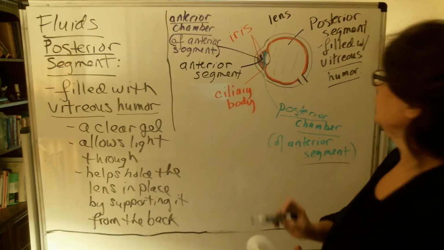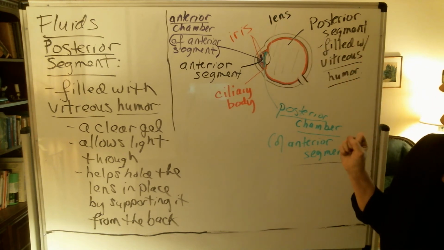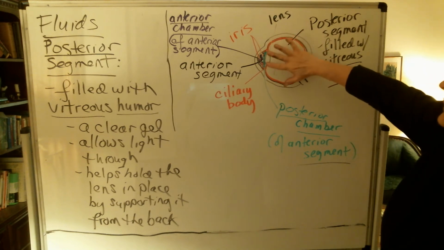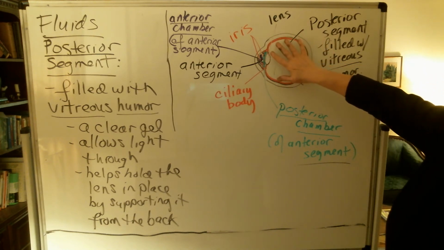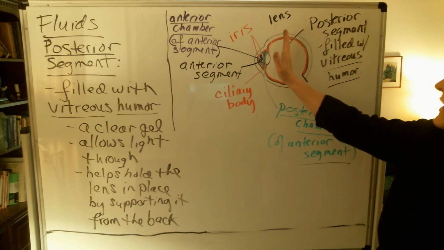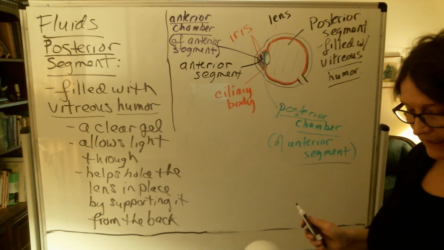What did I just say? It's pretty straightforward. Here you have all of this clear gel. As I said, it's got some substance to it. And so if it is filling this back chamber, then if it's pretty plump, it's just going to be pushing gently on the lens and holding it in place.